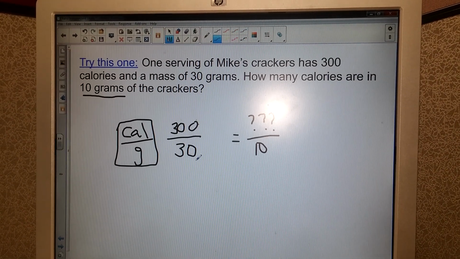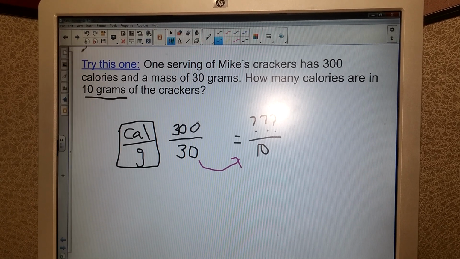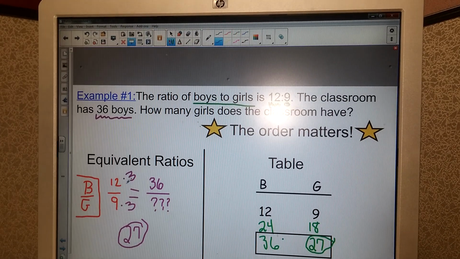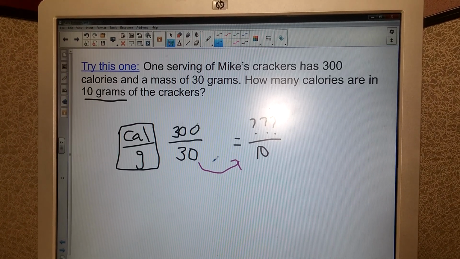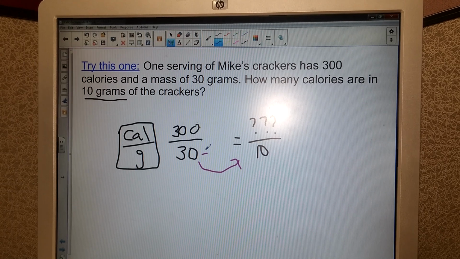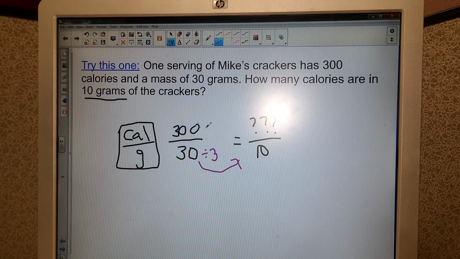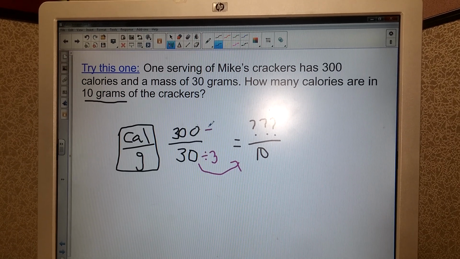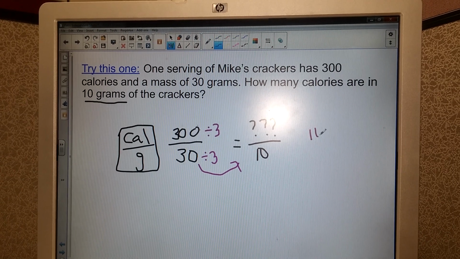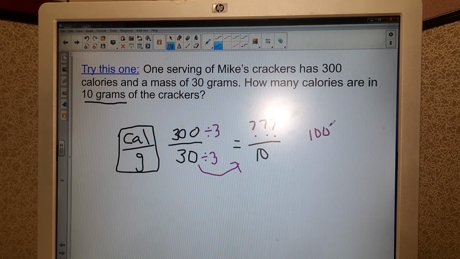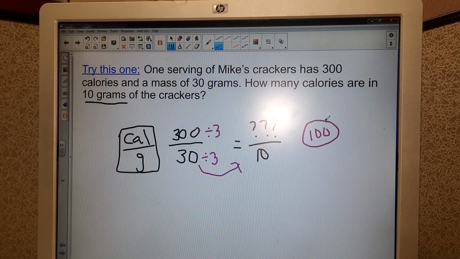However, in this case, I'm going from 30 to 10. And I know in my last example, in order to go from 12 to 36, I had to multiply. And this one I'm going to have to divide. And 30 divided by 3 is 10. So to find what my answer is, how many calories there are, 300 divided by 3 is going to give me 100, which means there's 100 calories in 10 grams of the crackers.